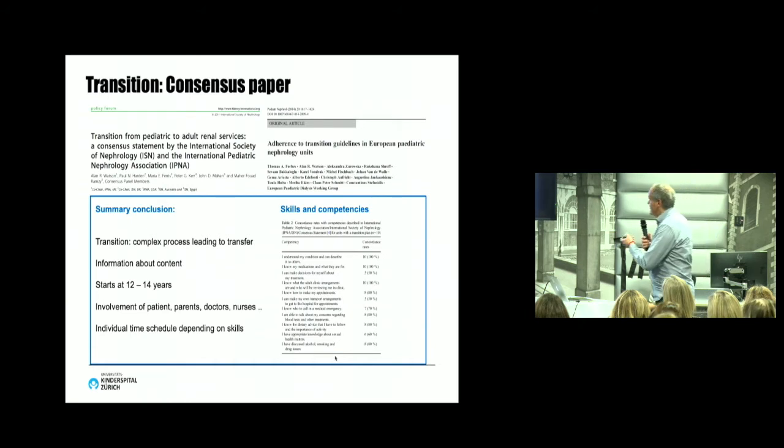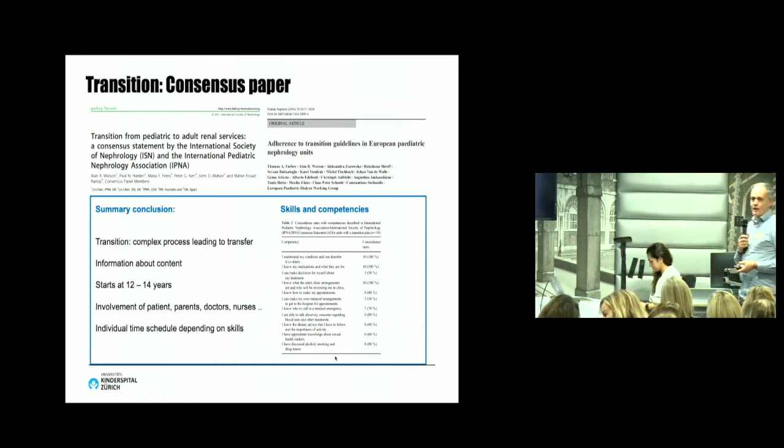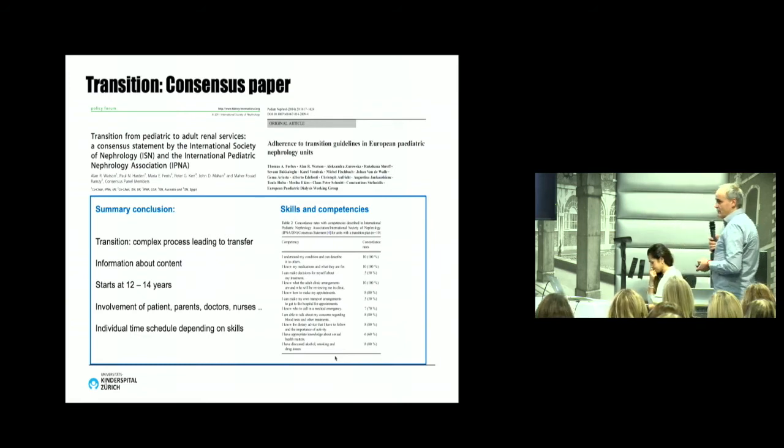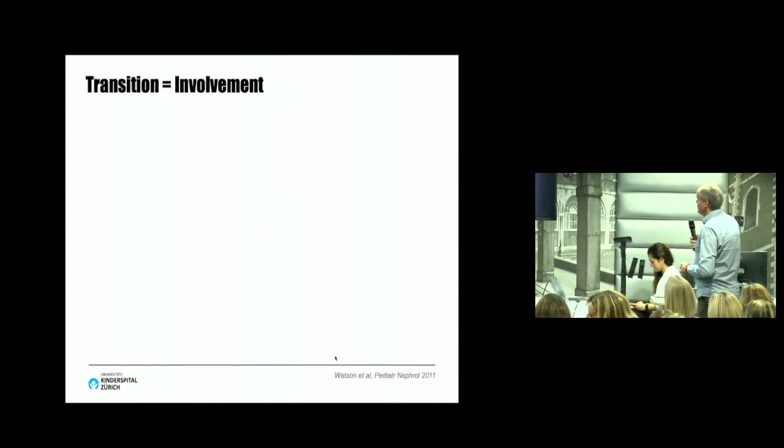There are also skills and competencies described that a patient, when becoming an adult, should know about. So you can read it on the right. It's the understanding of risk behavior, the understanding of the disorder, the understanding of easy things, how to make an appointment, how to contact, on a Saturday morning when I'm not feeling good.